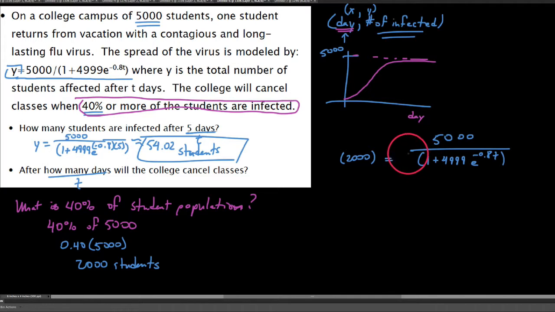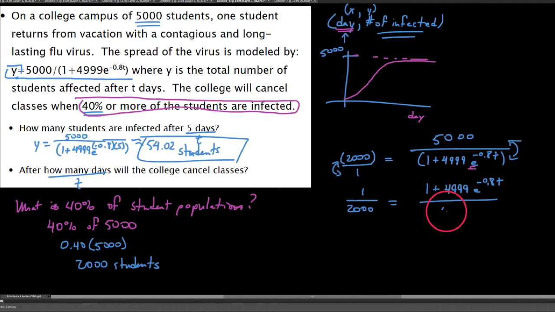When we're solving an exponential equation, what we're going to need to do is isolate the base. But because that's in the denominator and I have this rational expression, I'm going to reciprocate both sides of this equation. This is a really quick way of getting around what we're going to have to deal with here. But I have 1/2000, and this would be 1 plus 4,999 e to the negative 0.8 time, all over 5,000.